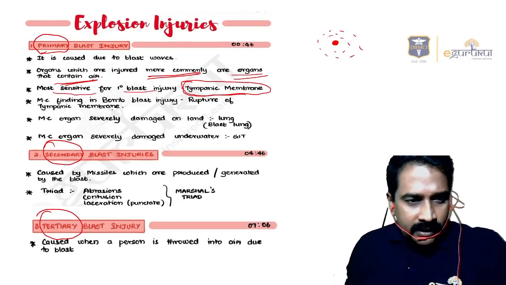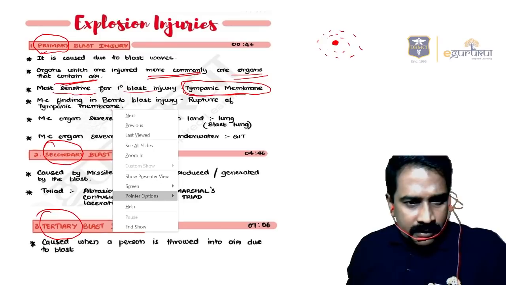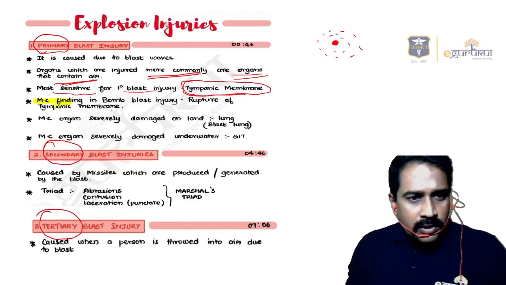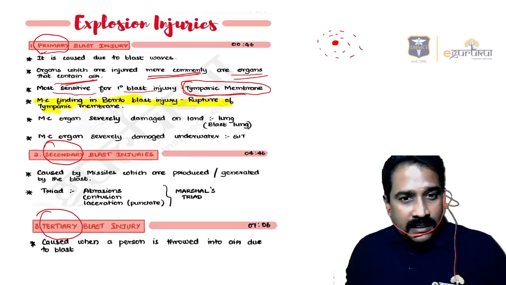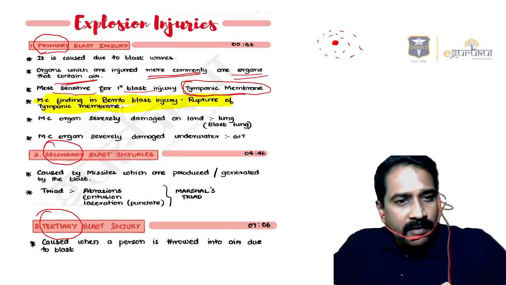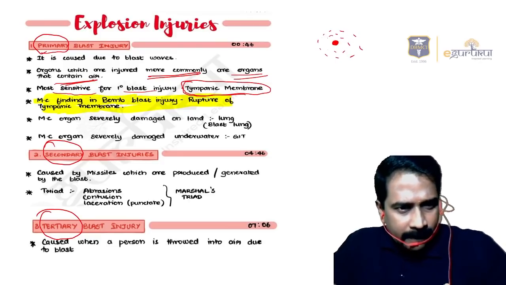Now this question in particular, just a minute. Yeah, let's take a highlighter. So the most common finding in a survivor of a bomb blast is rupture of tympanic membrane. A repeated question. So rupture of tympanic membrane is the most common finding in a survivor of blast injury.